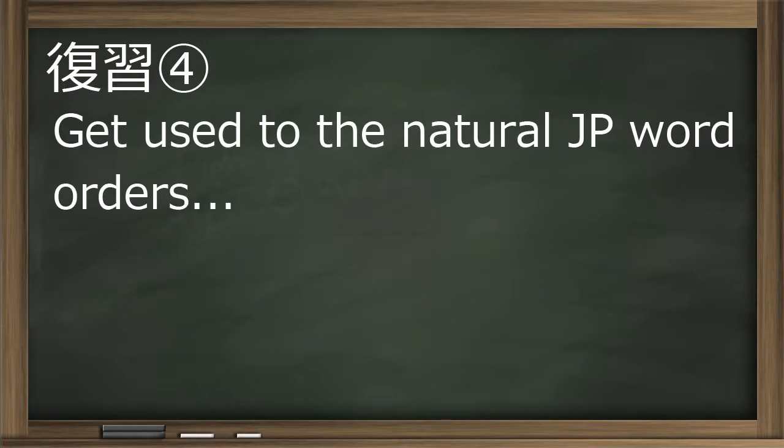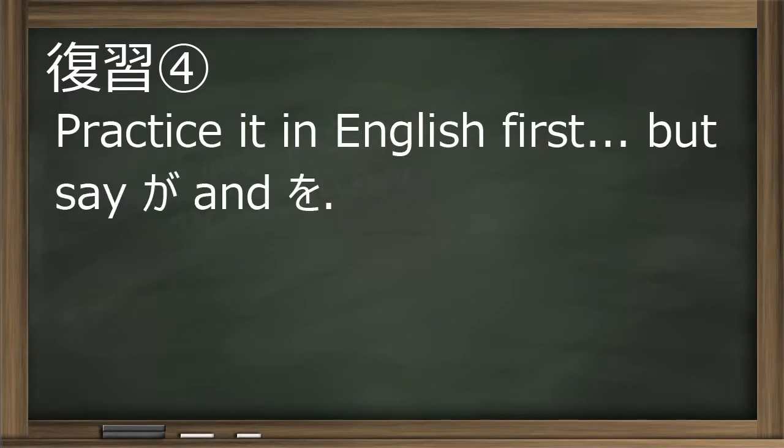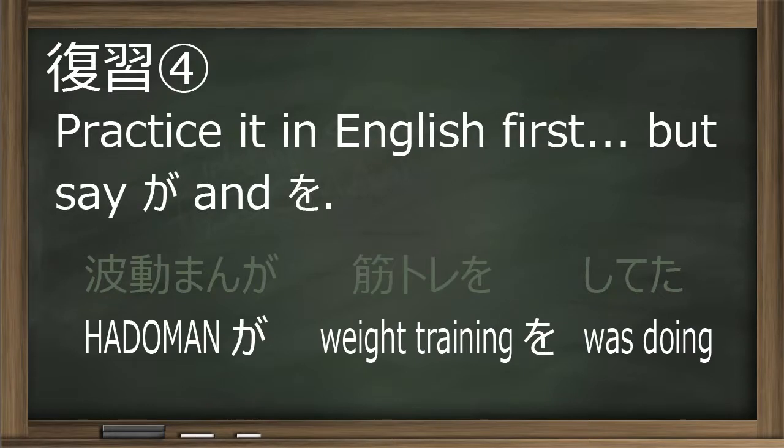Review point number 4. Get used to the natural Japanese orders and practice it in English first. But even when you practice in English, try to say ga and o with it. For instance, in this example sentence, try to say Haruman ga weight training o was doing.